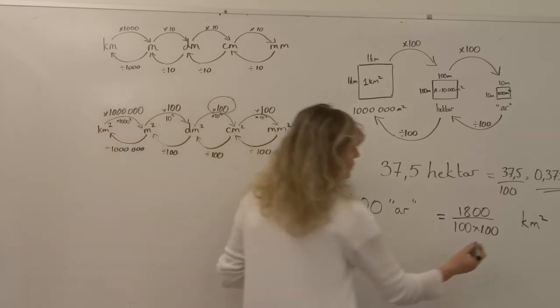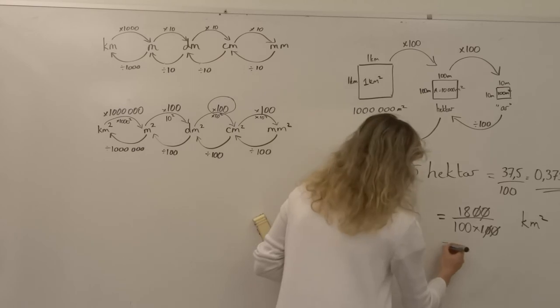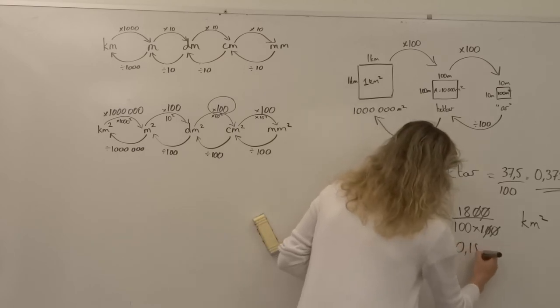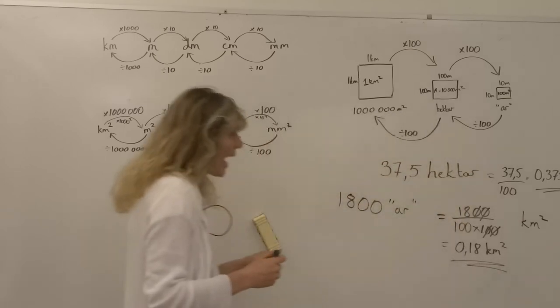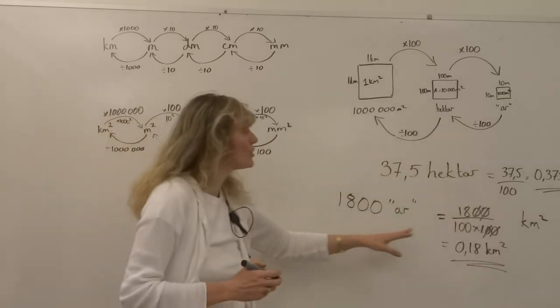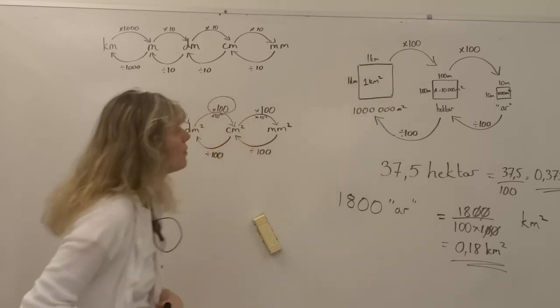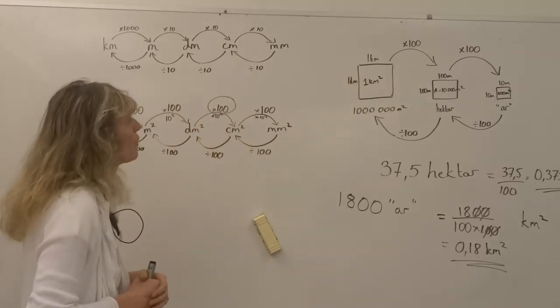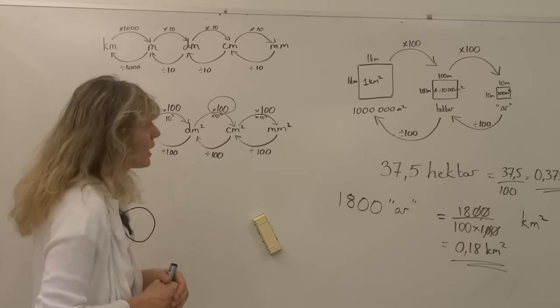And now I can just start to cancel zeros. 2 up there, and I have 18 divided by 100, which is 0.18 kilometres squared. So this is how we could go from ars to kilometres squared or from kilometres squared to ars, using the same method but just the other way around. So good luck with calculating with kilometres squared and hectares and ars.